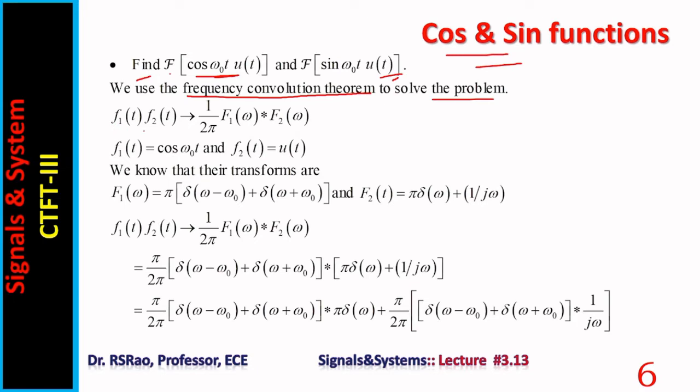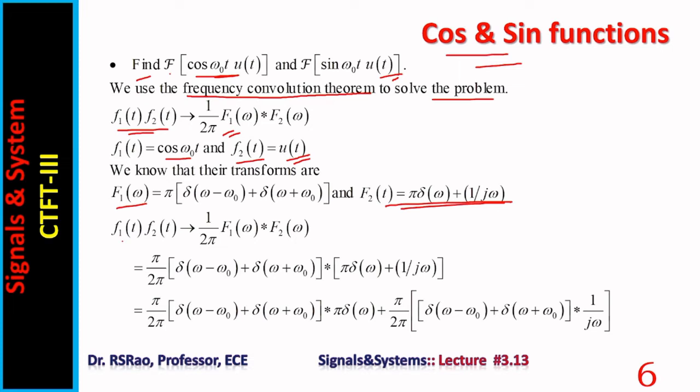According to this theorem, for the product f1 f2, its transform is the convolution of their spectral density functions, of course multiplied by 1/2π. Now consider f1(t) as cos ω₀t and f2(t) as the unit step. We know from the previous slide F1(ω) equals π[δ(ω-ω₀) + δ(ω+ω₀)], and F2(ω) is πδ(ω) + 1/(jω). This is the Fourier transform of the unit step function.